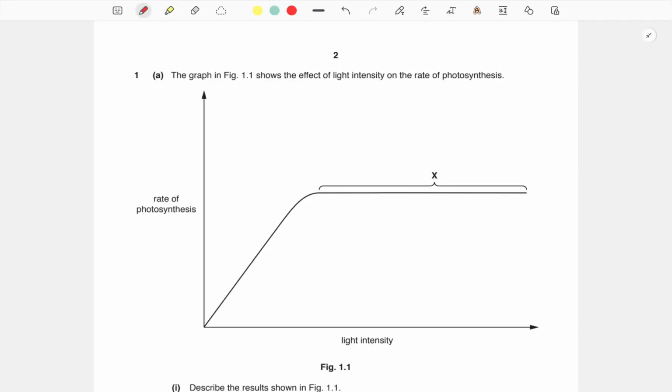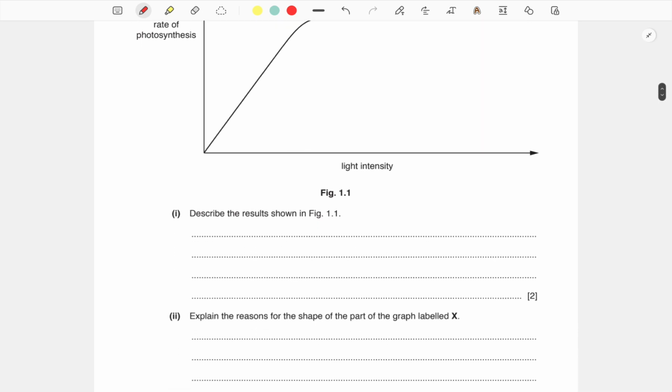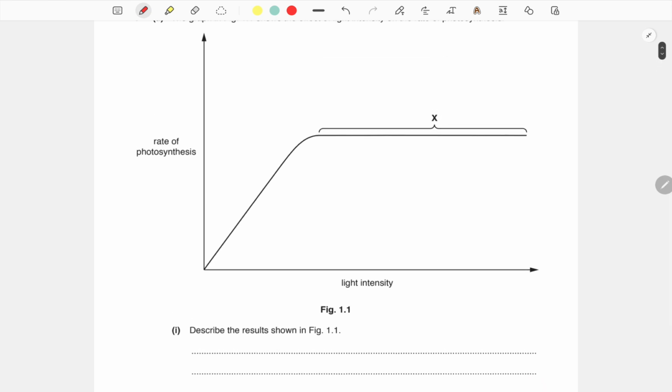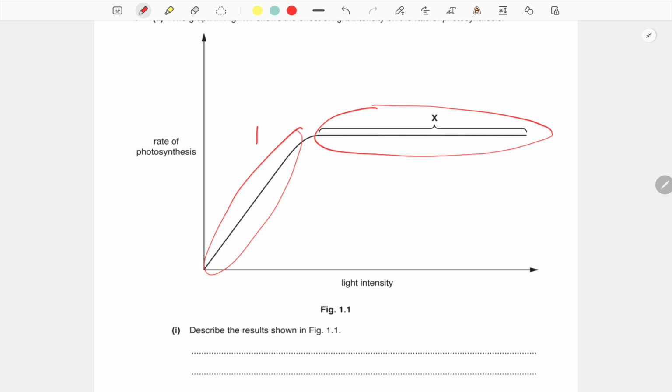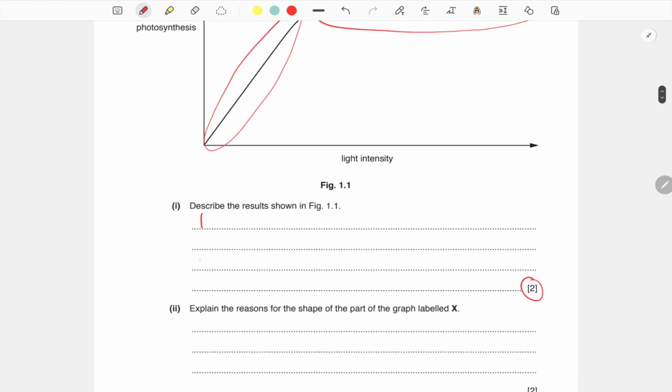This question is about the effect of light intensity on the rate of photosynthesis. So first, it asks us to describe the results shown in 1.1, and it's 2 marks, so then I need to split the graph into 2 parts. Part 1, which shows that as light intensity increases, rate of photosynthesis also increases. But then, the second part shows that the rate of photosynthesis plateaus beyond a certain light intensity. So those are the 2 points that I will include in the first answer.